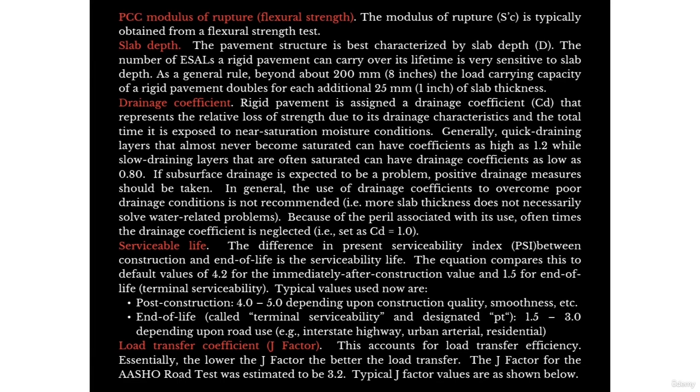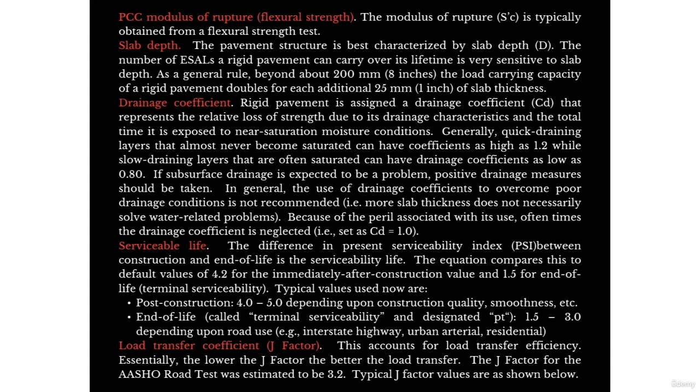Rigid pavement is assigned a drainage coefficient that represents the relative loss of strength due to drainage when water seeps in. Okay. Generally, quick draining layers that almost never become saturated can have a coefficient as high as 1.2, while slow draining layers that are often saturated can have a drainage coefficient as low as 0.8.